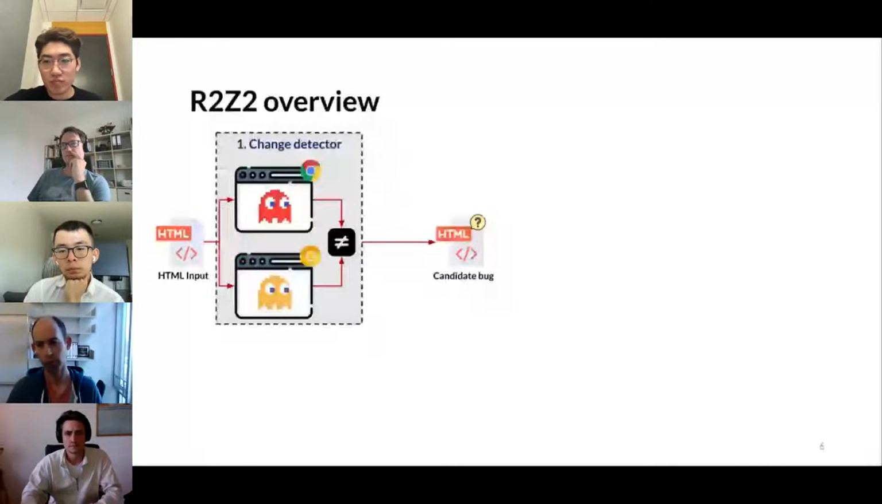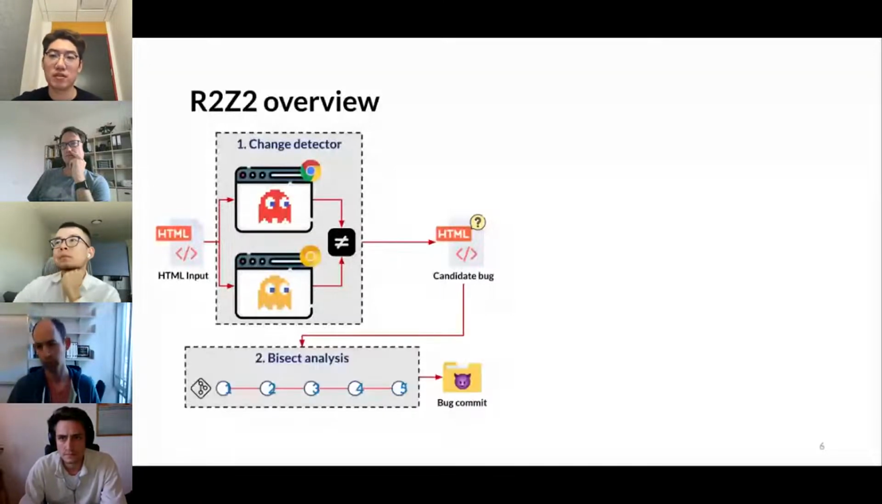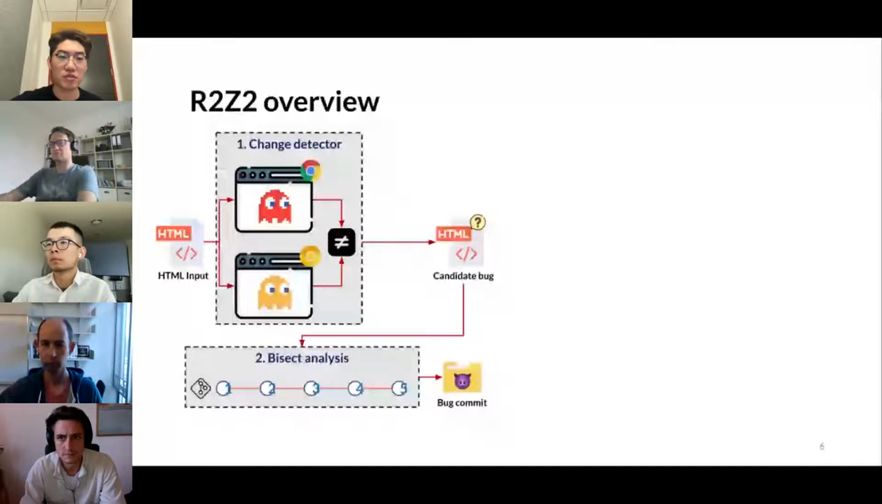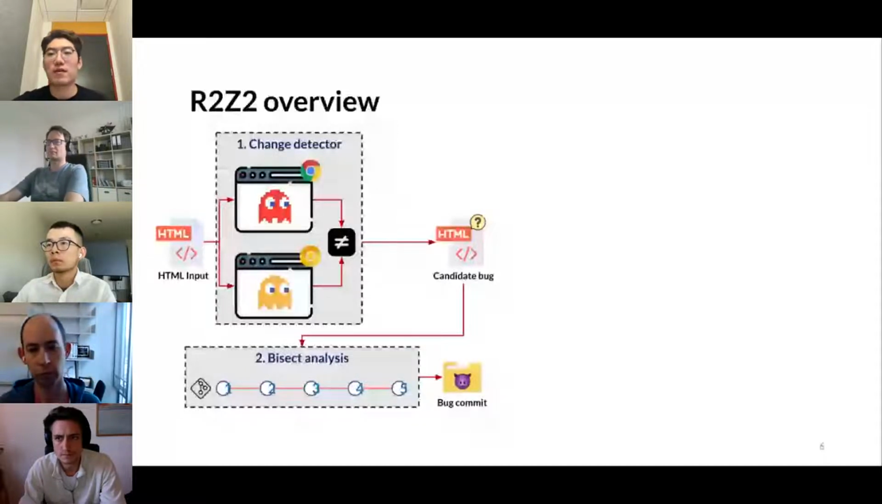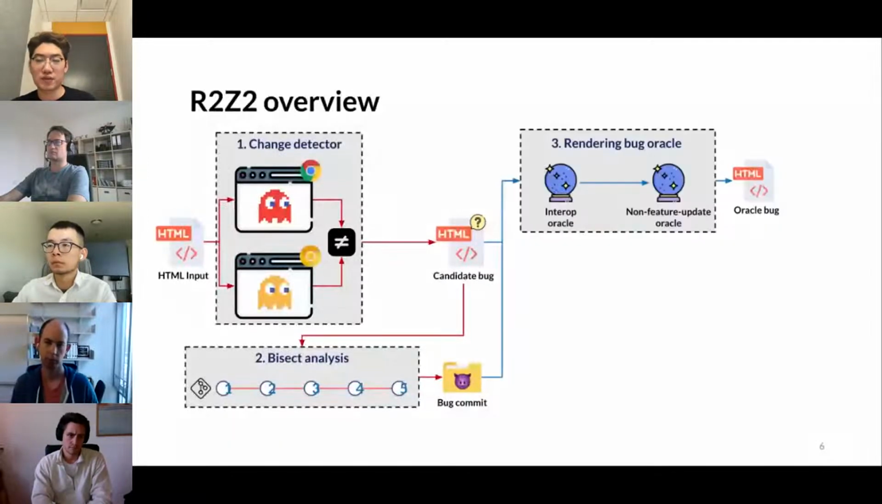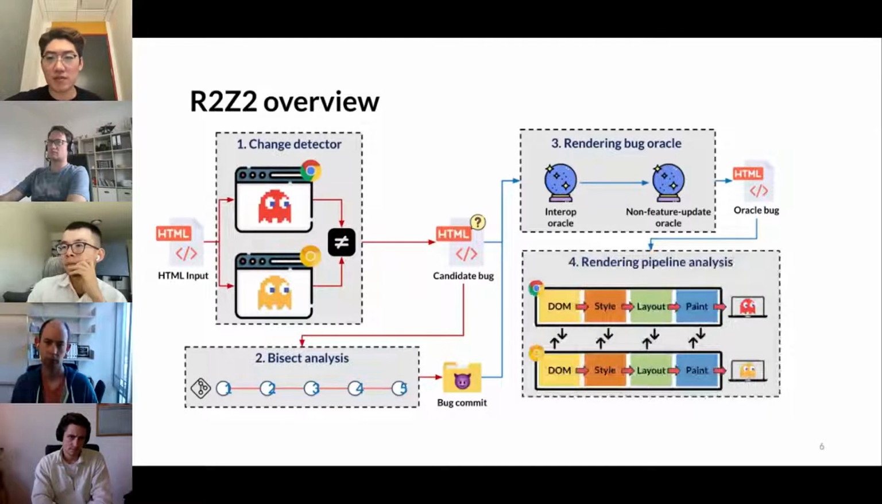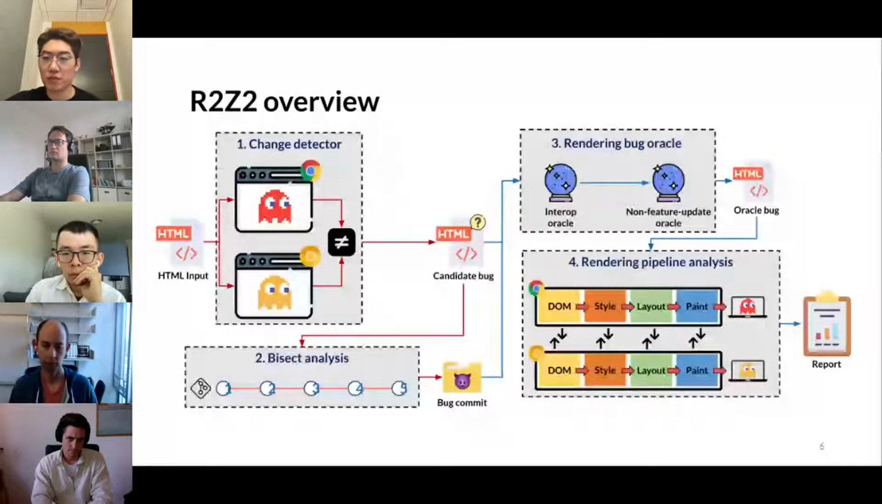Then, AltoG2 conducts bisect analysis to find the bug commit, which first introduces the rendering difference between the two tested browsers. After that, it uses the rendering bug oracle to filter out the benign issues from the candidate bugs. Next, it performs rendering pipeline analysis to identify which stage of the pipeline triggers the rendering bug. Finally, it is also used to generate a final bug report of the oracle bug.